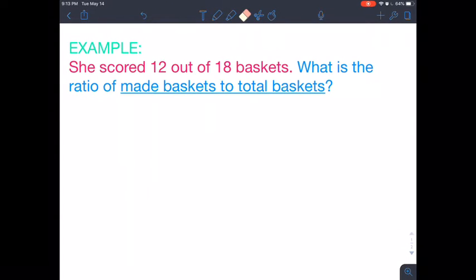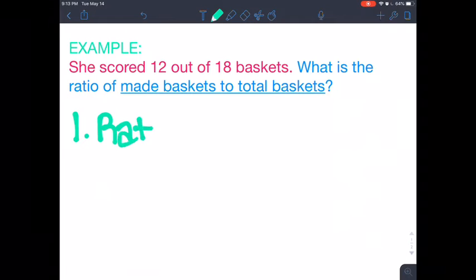Now for example number 2. She scored 12 out of 18 baskets. What is the ratio of made baskets to total baskets? So right now we are going to be reviewing the steps to this. There are 2 steps and there's an optional third step. The first step is to write your ratio as a fraction. So turn a ratio into a fraction.